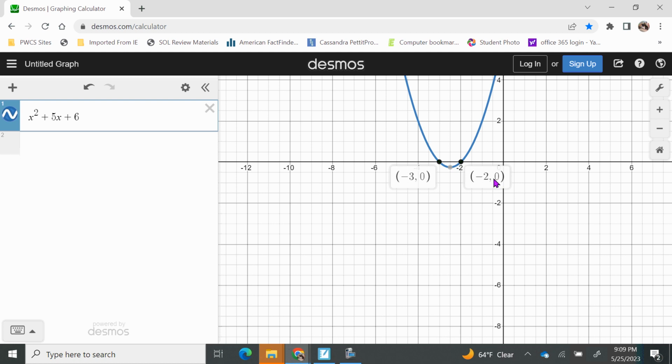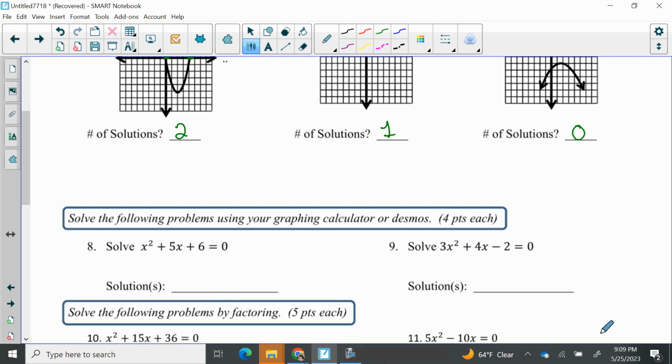If these are my solutions, then my factors would be x plus 3 and x plus 2. Okay, I'm going to keep saying that because this is something that actually comes up on the SAT as well. So we've got -3 and -2. Now this other one is a little bit harder to factor. So let's go ahead and just put that one on there.